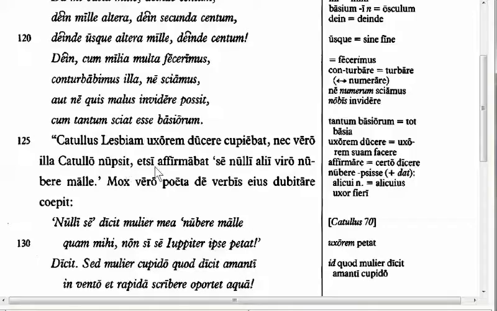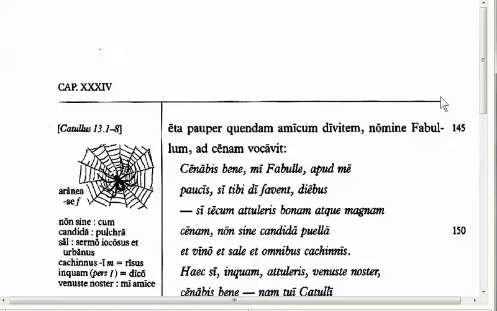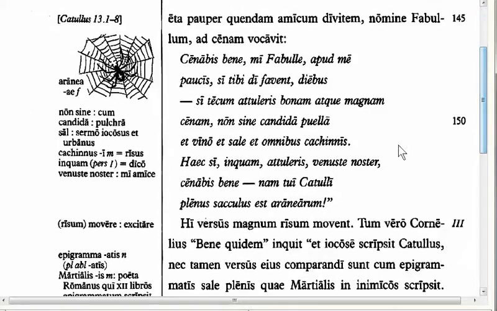In line 152, we have haec si inquam at tuleris venuste noster cenabis bene. So if you bring these things, I say, my good buddy, or my lovely one, you will dine well. Venuste noster literally is a vocative from venustus, lovely one, or beautiful one, my beautiful one.